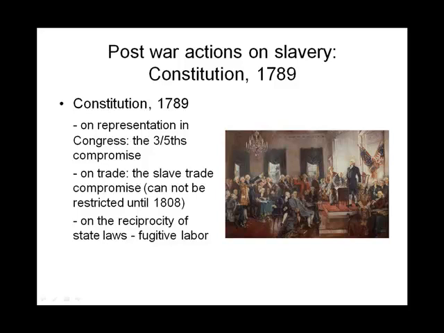And then finally, in Article 4 of the Constitution, which deals with the issue of reciprocity of state laws, there is this question of if you have a person who is bound to service in one state, then that service is also recognized in another state. So whatever are the laws of one state, they are the laws of another state. And that will be the basis for passage of a federal fugitive slave law soon after the Constitution is ratified.